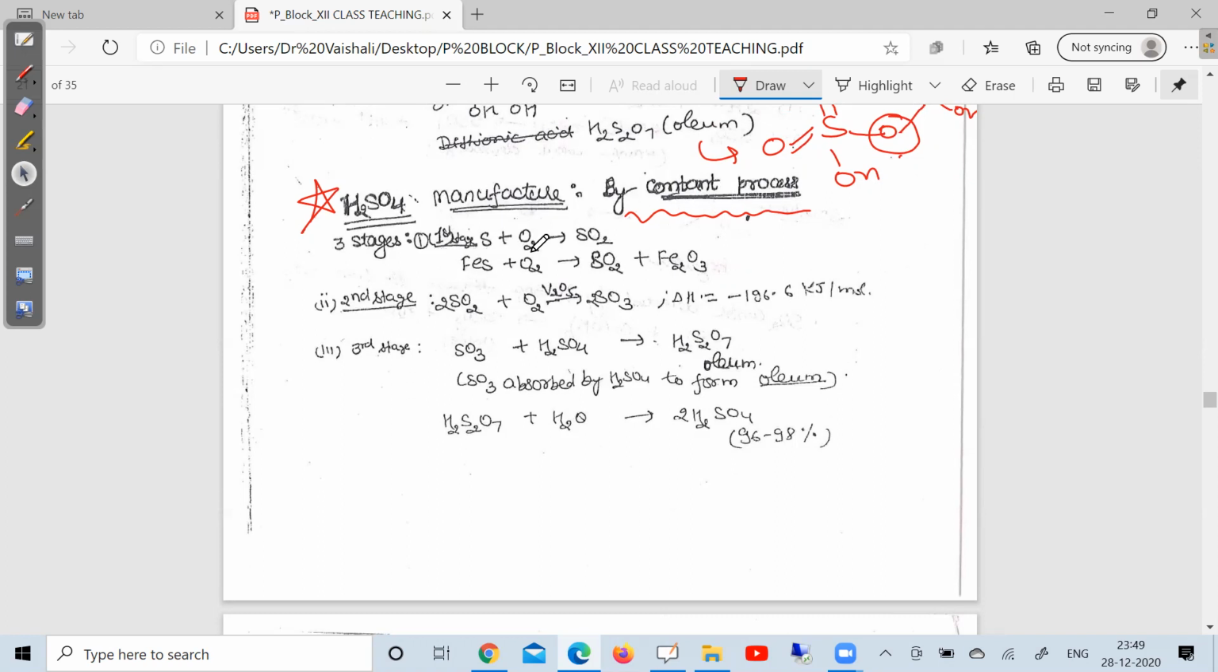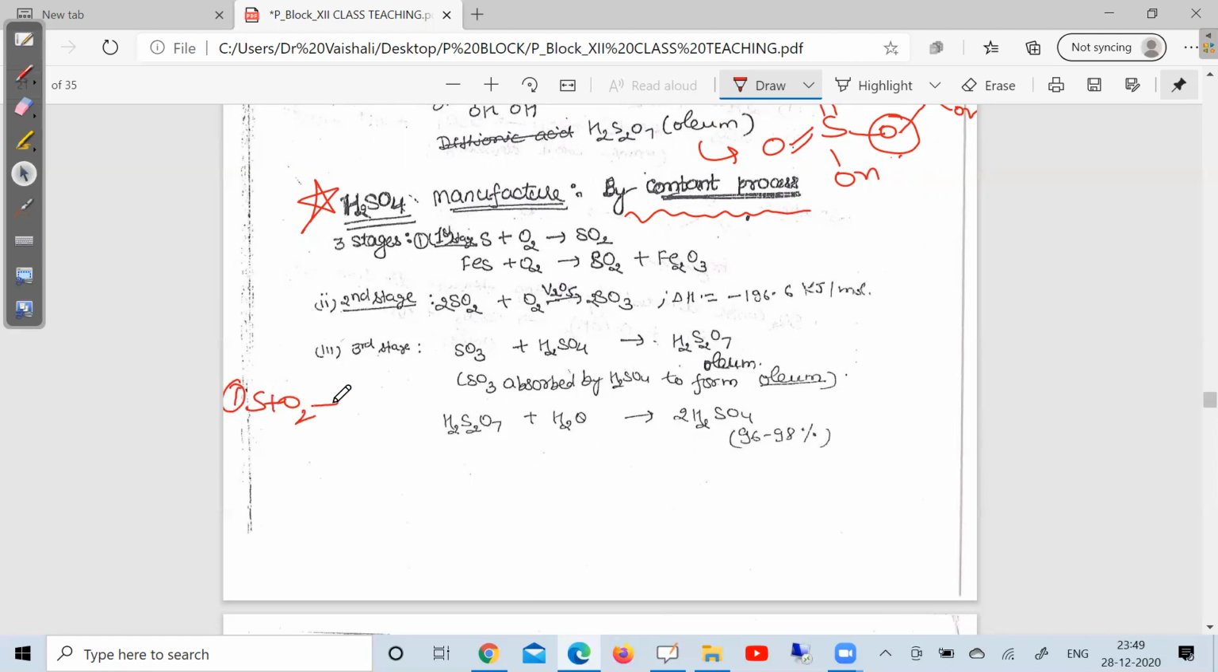First step, sulfur reacts with oxygen to form sulfur dioxide. Second step, sulfur dioxide is further oxidized, reacting with oxygen to form sulfur trioxide. And this sulfur trioxide is further absorbed by sulfuric acid to form oleum. And fourth, this oleum reacts with water to form sulfuric acid, which is 96 to 98%. Again, I'm repeating. What is the first step?